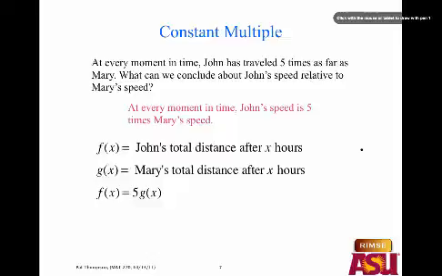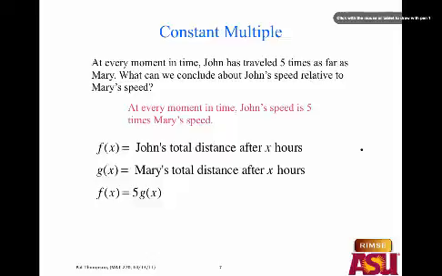So what does this say? This says that the distance that John travels is 5 times the distance that Mary travels. That was the given information, right? That was given. And what is our conclusion? We concluded that John's speed is 5 times as much as Mary's speed.